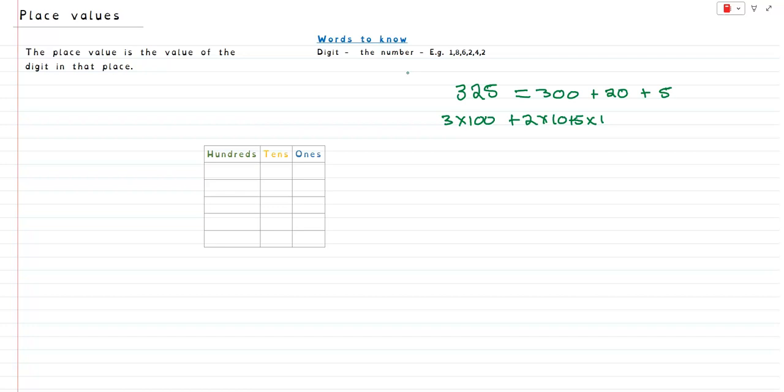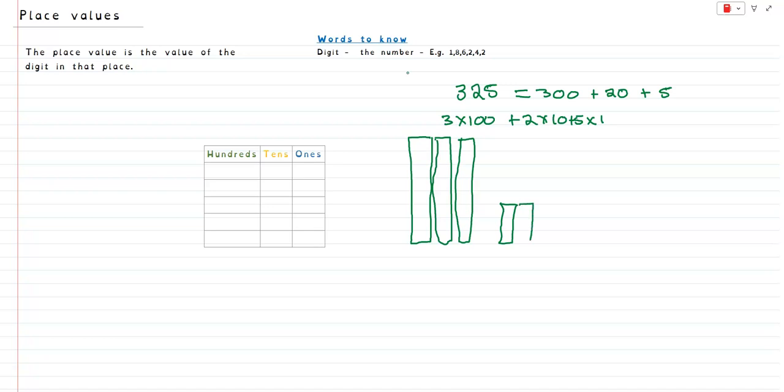Okay, if we were to work on it as blocks, then we would have 3 blocks of 100. We would have 2 blocks of 10. And we would have 5 ones. Okay, so you can automatically see there's a very big difference in what they are worth.